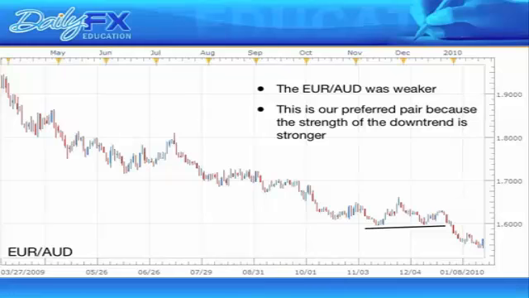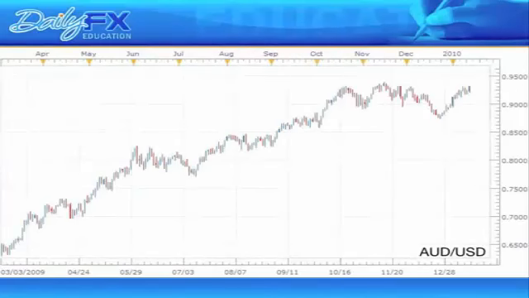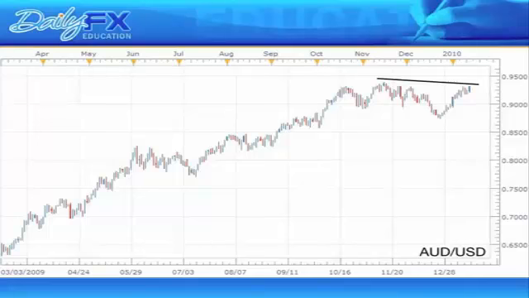Let's look at two uptrending markets to compare their strength. Here's the Australian dollar, US dollar daily chart. I drew a line on this chart too to note the difference between the highs. The recent high is currently lower than the previous high. It may end up moving above the previous high, but has not yet.